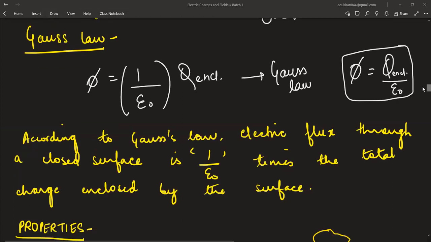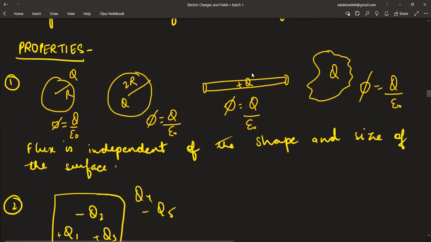Okay, now let's come to the properties, class. So the first property is that flux is independent of the shape and the size of the surface. Means I have this sphere. The charge here is Q and the radius is R. So my flux is Q by epsilon naught. But if I double the radius, I make it 2R, still I'll be getting the flux as Q by epsilon naught. Because flux depends upon the charge enclosed.